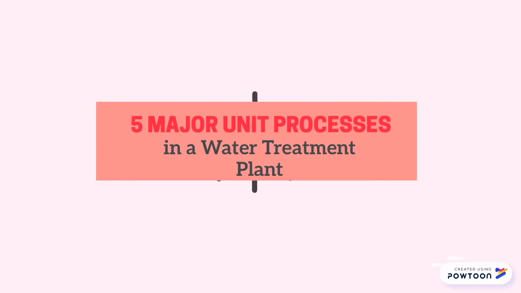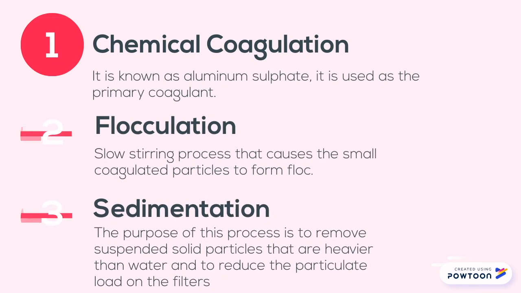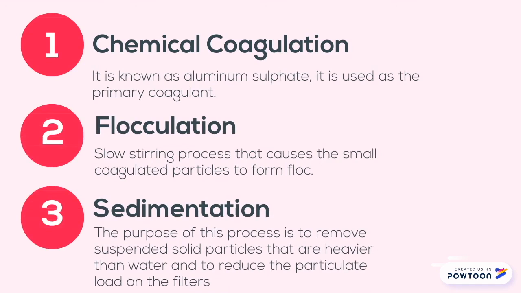5 major unit processes in a water treatment plant. First is chemical coagulation. It is also known as aluminum sulfate. It is used as the primary coagulant. Flocculation, a slow stirring process that causes small coagulated particles to form floc. Sedimentation, the purpose of this process is to remove suspended solid particles that are heavier than water and to reduce the particle load on filters.